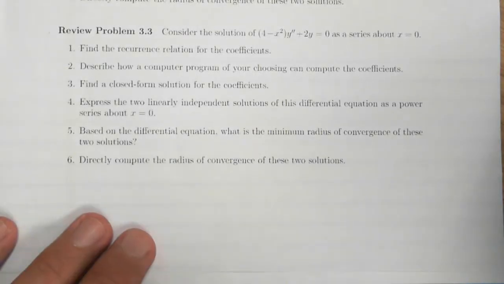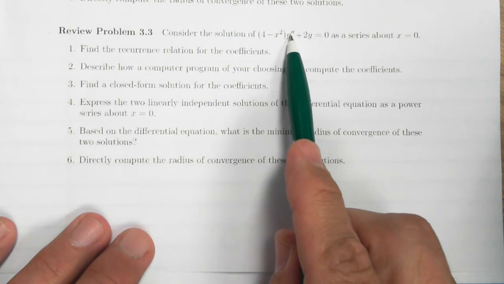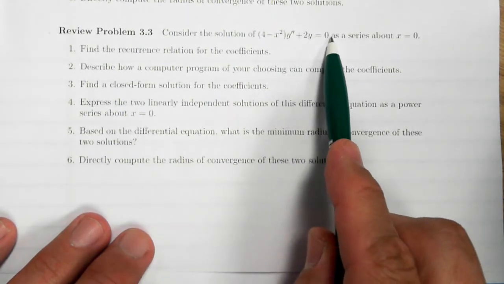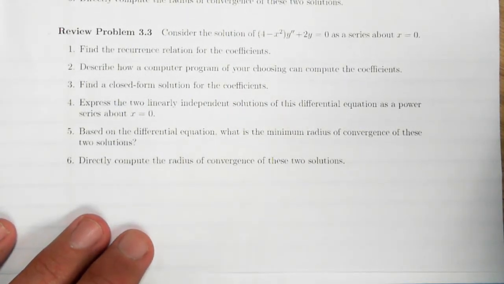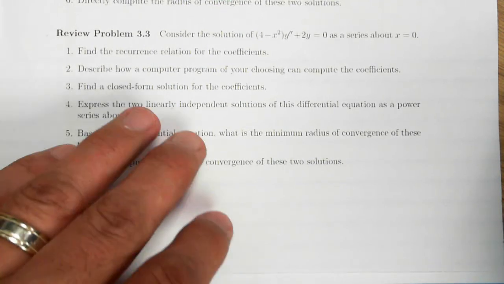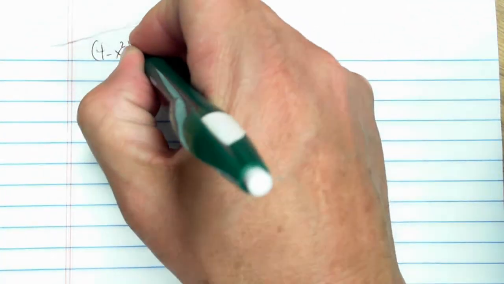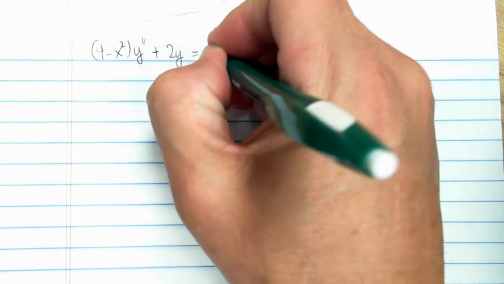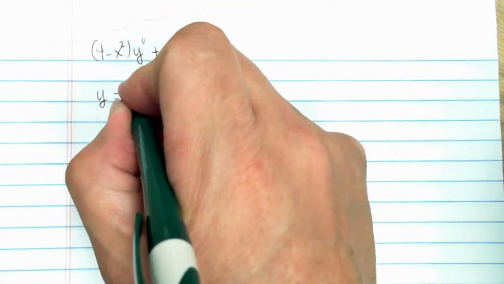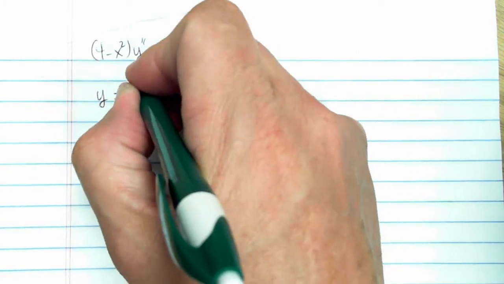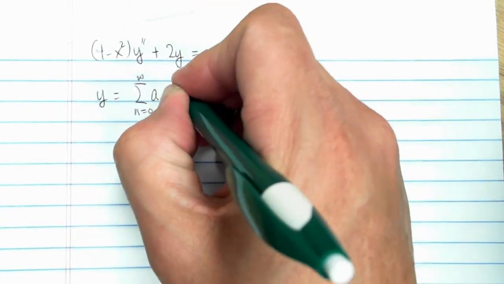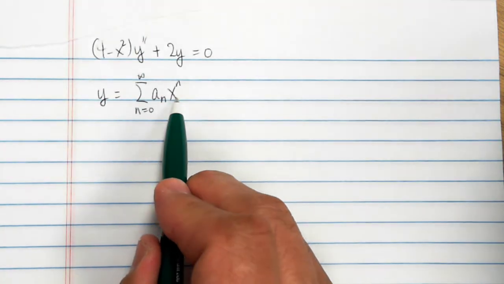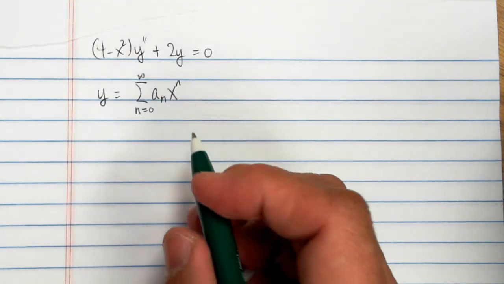Let's take a look at this differential equation, (4 minus x squared) y double prime plus 2y equals 0. And let's find the series solutions of this differential equation. So starting off, (4 minus x squared) y double prime plus 2y equals 0. Let's start off by writing y as a power series solution about 0. So x to the n, that's really x minus 0 to the n, but I'll suppress that.